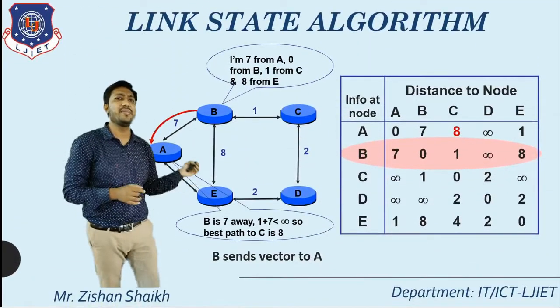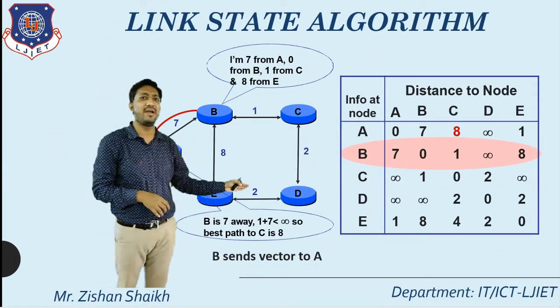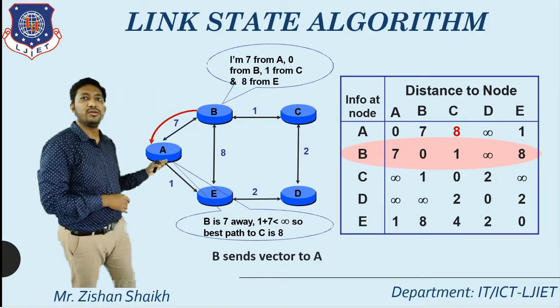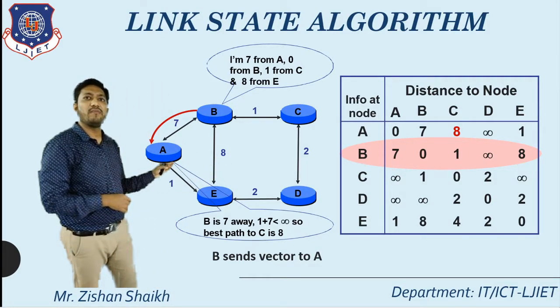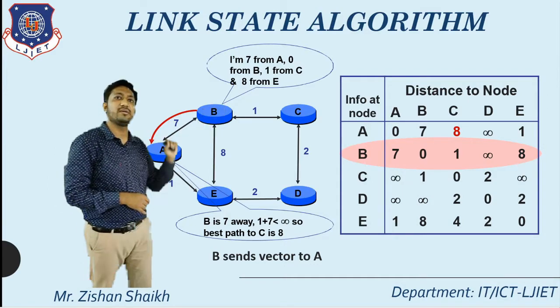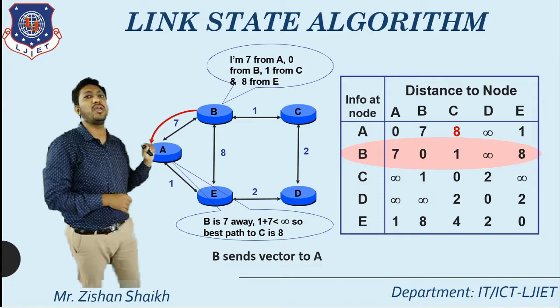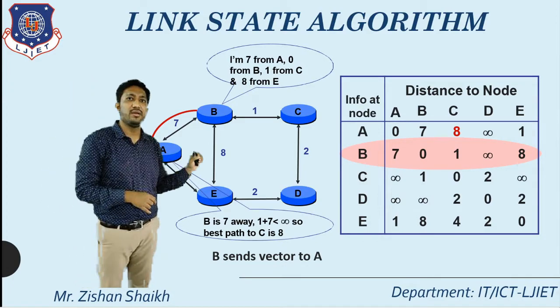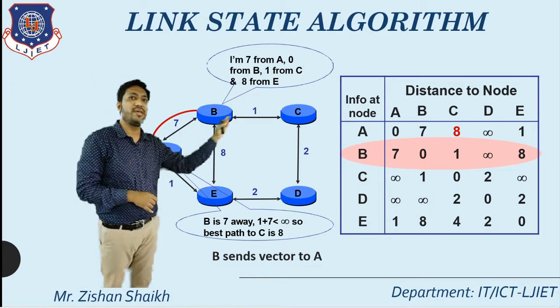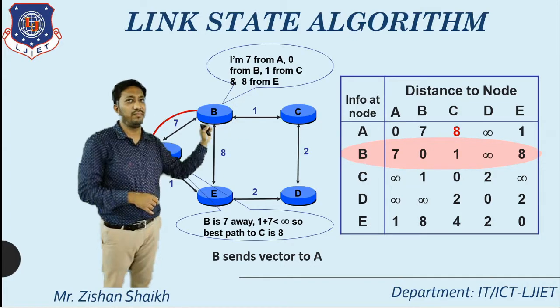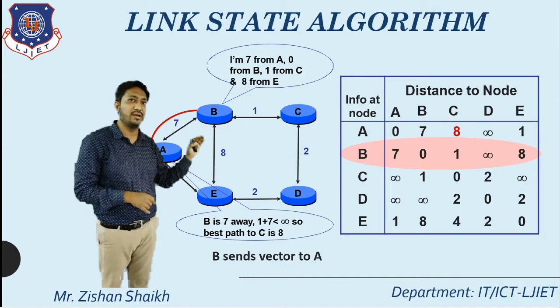Now, let's take another example. B is sending its data vector to A here. From A, we cannot reach C directly. But B is sending this particular value to A. So what happens? From B we can reach C by 1 value. That is the case here.